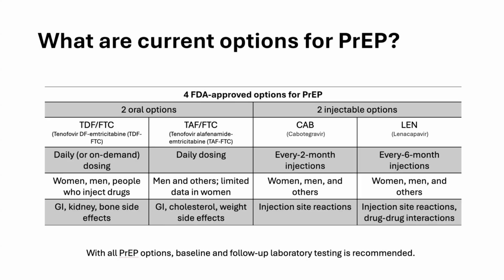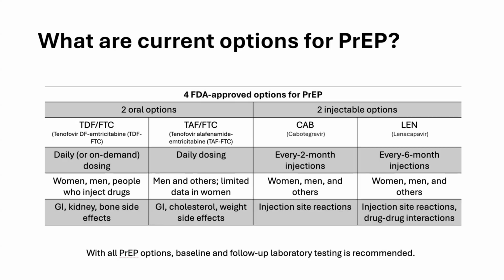And so the injection site reactions there are a bit different. People may have a nodule at the site of injection. Usually those can be felt, but they can't be seen. However, in very lean people, they can be seen. And those nodules tend to last for a few months before they fully go away. Lenacapavir can also have some drug-drug interactions.